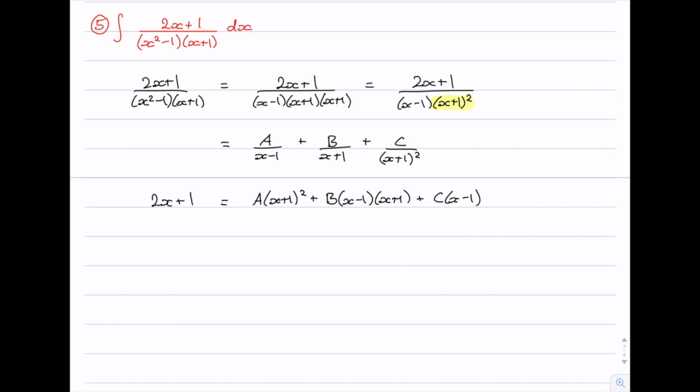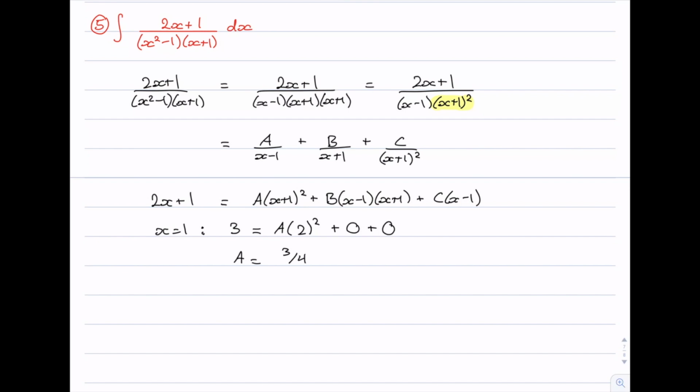Okay, so where do we start? Well, I recommend starting with a few substitutions. Probably the most obvious substitution to make is when x is equal to 1. So when x equals 1, what do we have? On the left-hand side, we have 2 times 1 plus 1, which is going to be 3. And on the right-hand side, we have A times 2 squared, and then the B and C terms both have a factor of x minus 1, and when we sub in x equal to 1, that becomes 0. So we have plus 0 plus 0. So that means A is equal to 3/4.